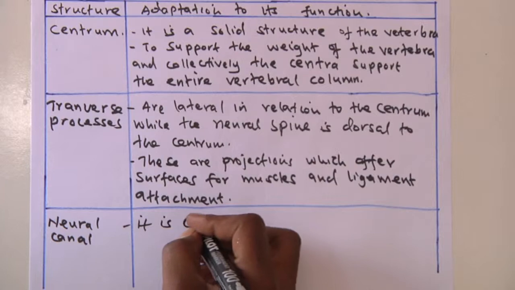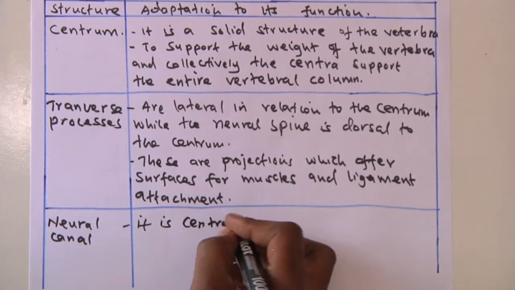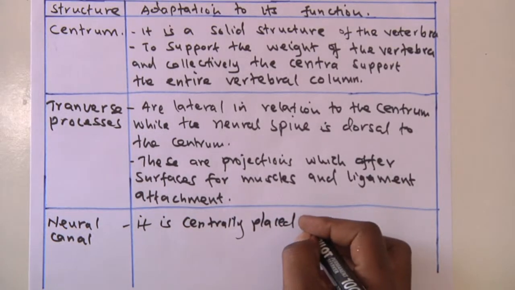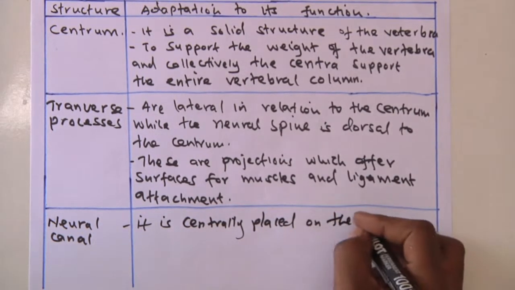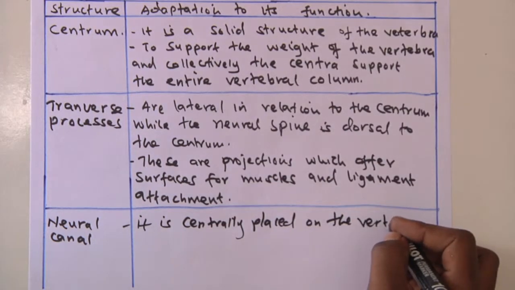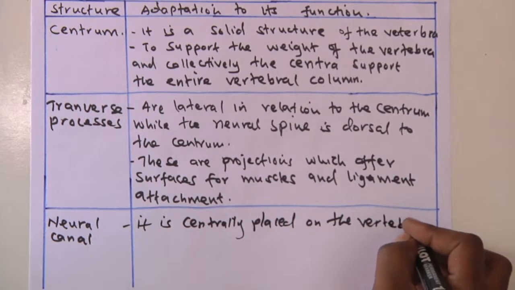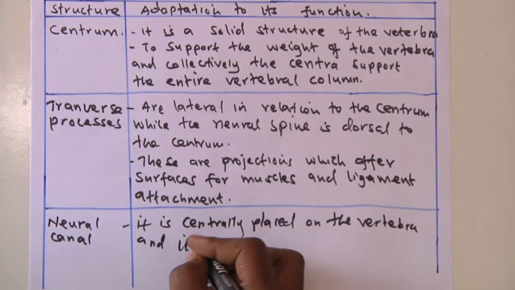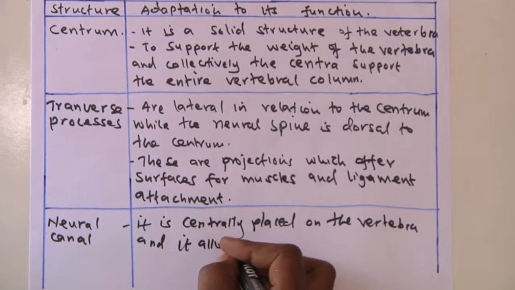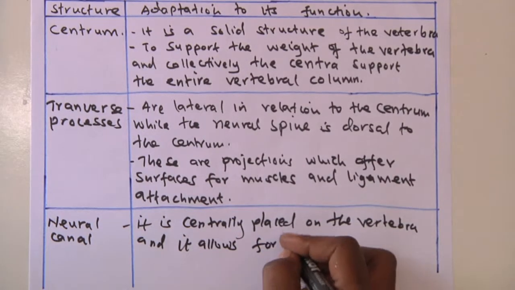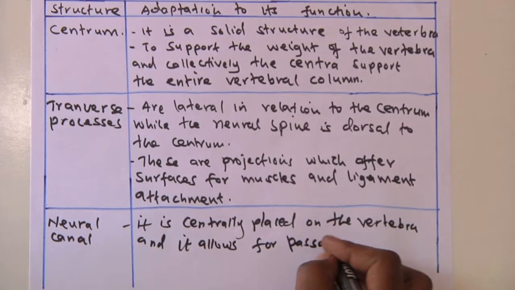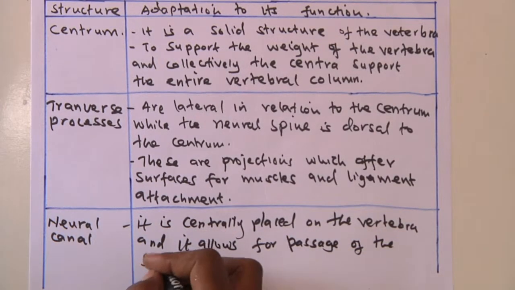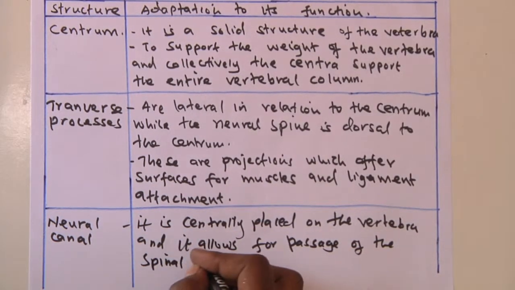The third structure is what we call the neural canal, and this neural canal, we say that it is centrally placed on the vertebra, and it allows for passage of the spinal cord.